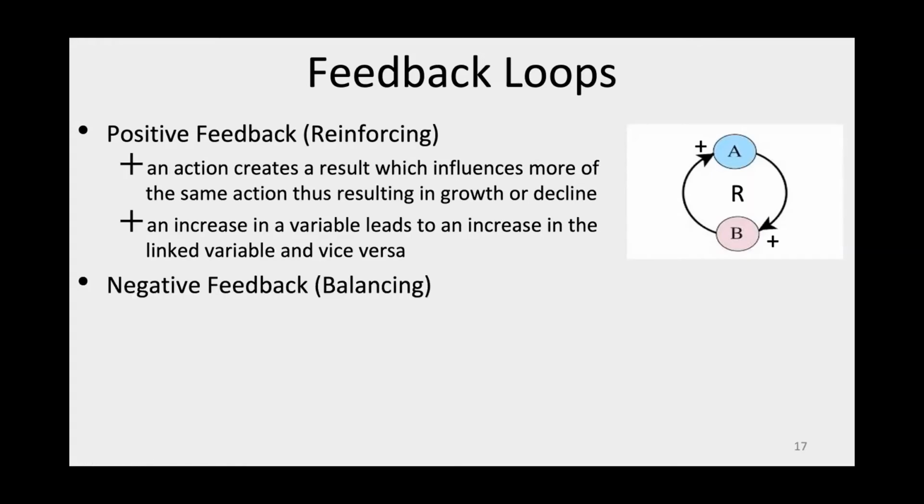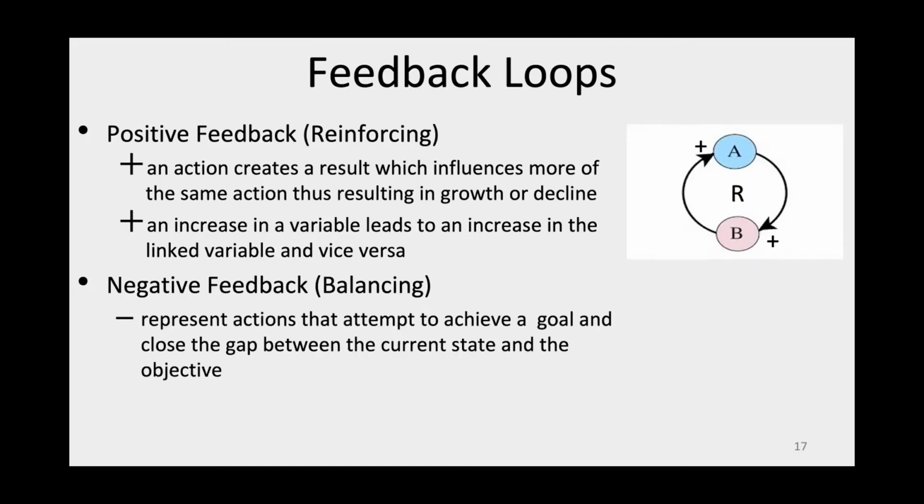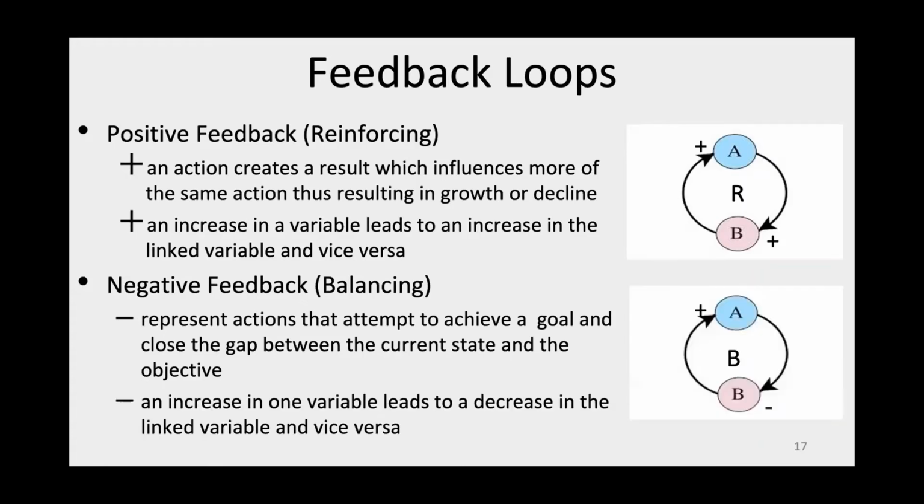The second concept is the negative feedback loop, or the balancing feedback loop that we talked about, where an action represents an attempt to achieve a goal or to close a gap. So this means it won't grow forever. There is a limit. If I reach it, I will stop. And also if I show it with a diagram, an increase in one variable, say A, will lead to a decrease in the other variable, and so on. This means this loop will not grow forever. It will reach a limit and stop. That's what a negative feedback loop or a balancing feedback loop is.